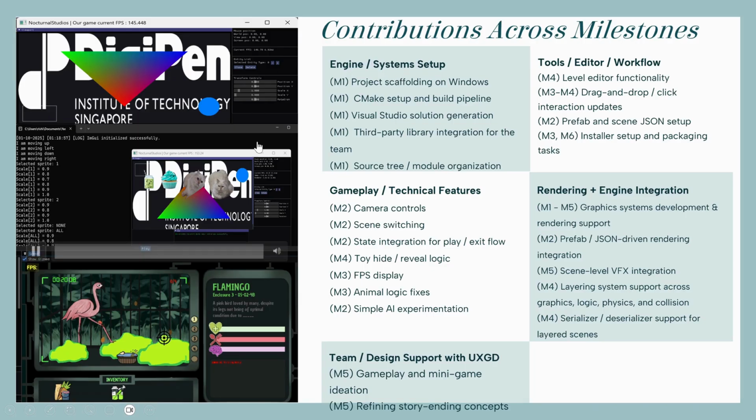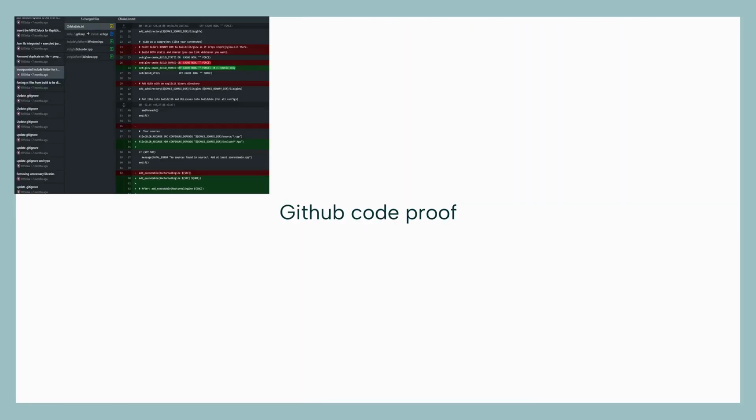The visuals on the left provide examples of the kind of features and systems I worked on across different stages of development. These are the evidence. I worked on the CMake build configuration.